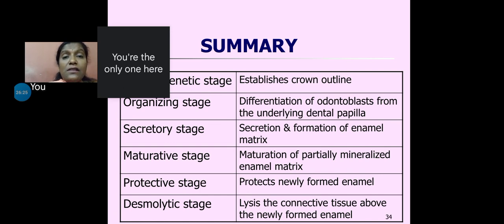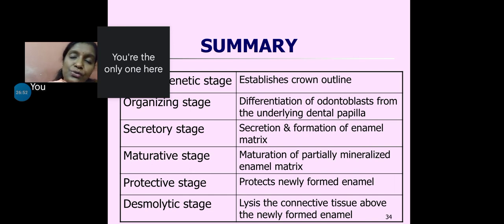What happens in organizing stage? The inner enamel epithelium cells organize the underlying dental papilla so that they can form odontoblasts. Once odontoblasts are formed, they deposit dentin. With the formation of dentin, the nutrition is cut to the enamel organ, which is re-established back by the dental follicle, associated with collapse of enamel organ. So that's the sequelae. Once you know the main events, you will be able to fill in that.